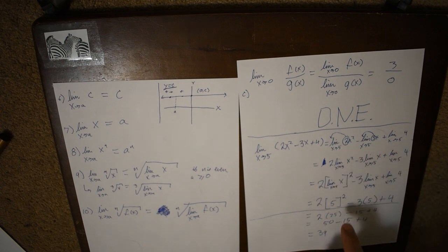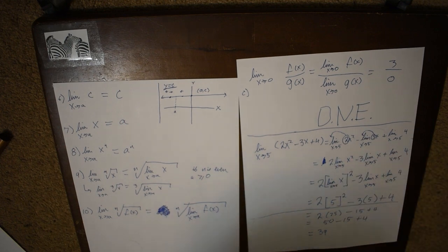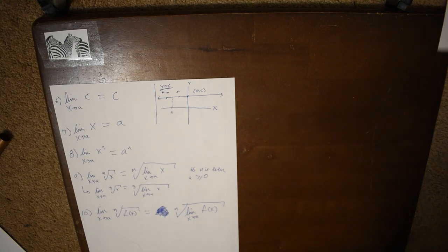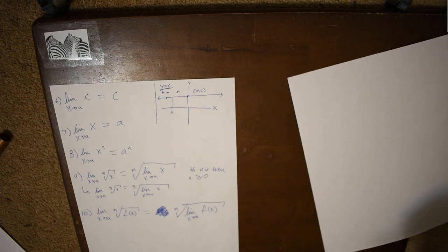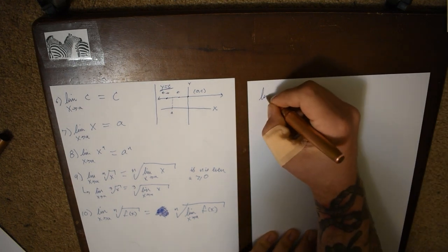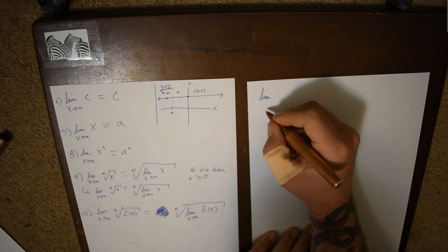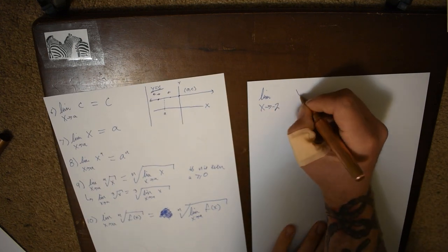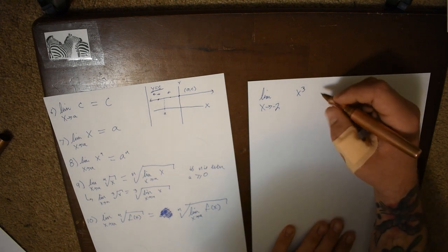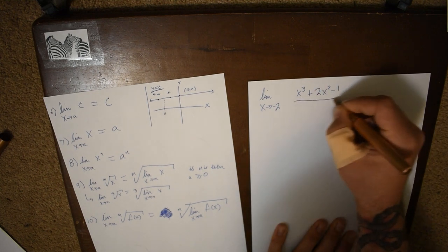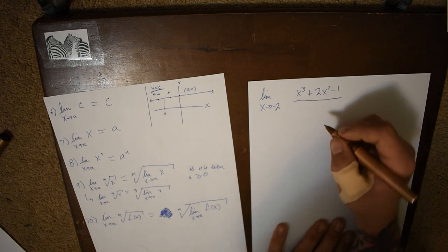So we used our limit laws, we broke down the problem, we got to 39. Wonderful. Let's try this on another problem. This one over here. Let's say we wanted to take the limit as x approaches negative 2 of x cubed plus 2x squared minus 1 divided by 5 minus 3x.